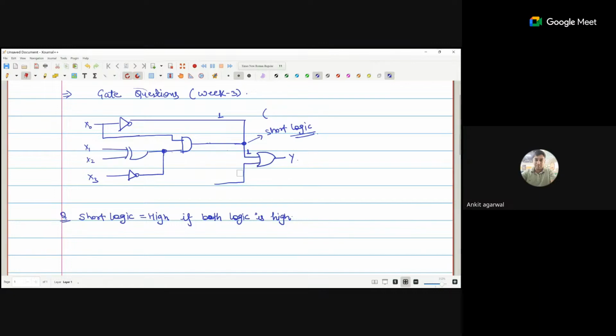Any doubt? It's kind of like AND. Yes, it's similar to the AND gate.